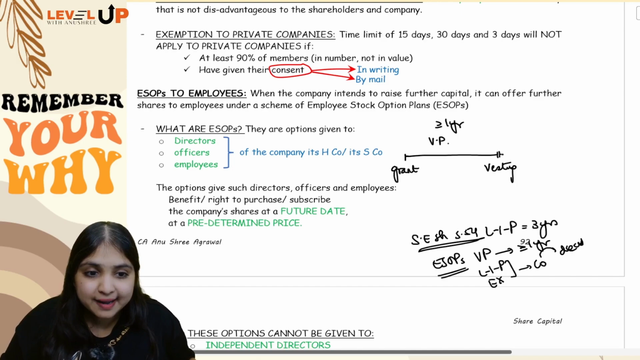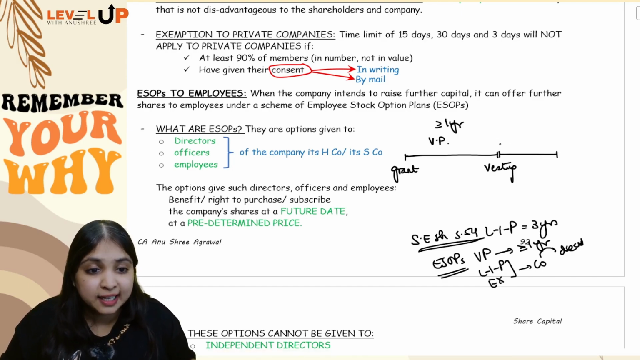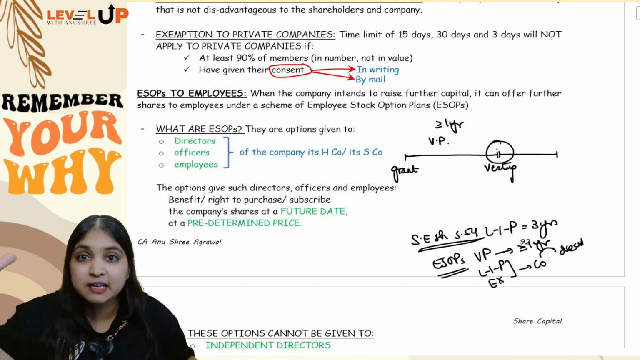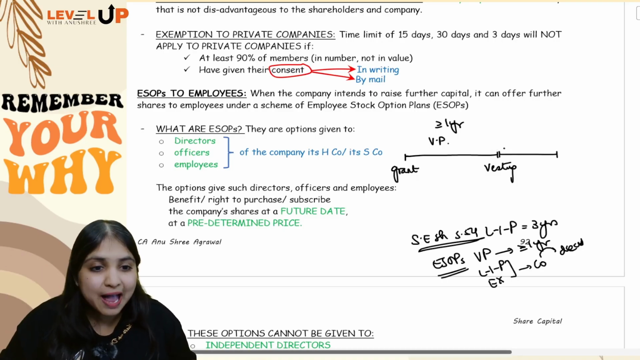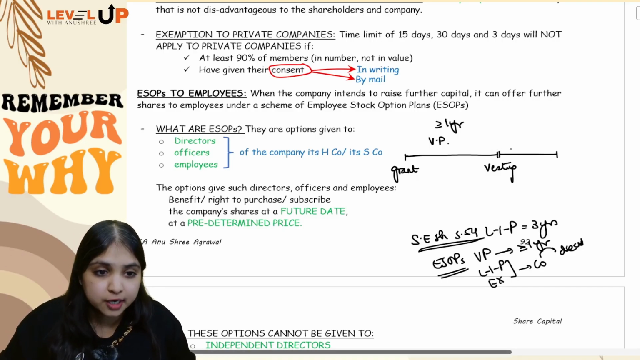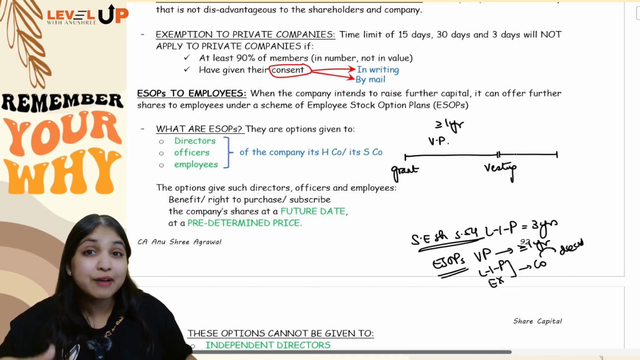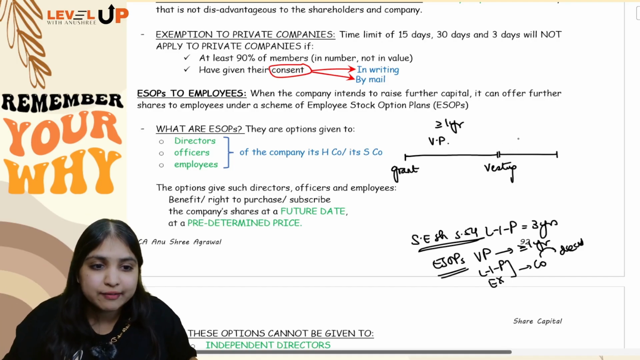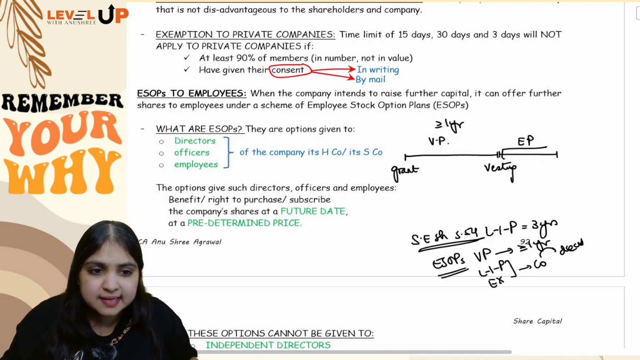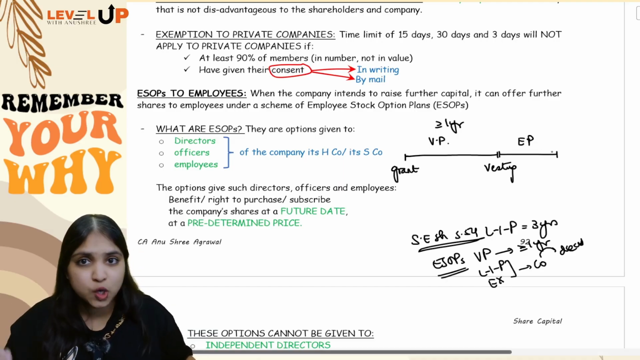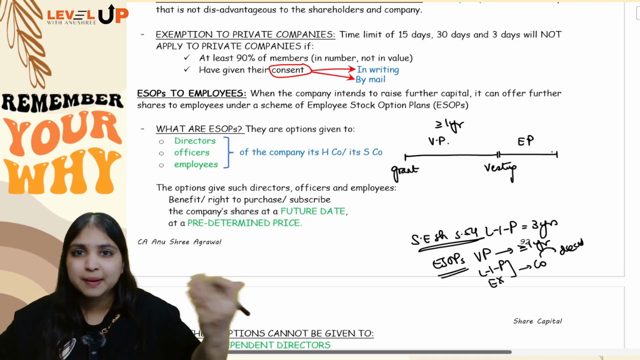But there will be an exercise period. It's not necessary that exactly on this date itself, you have to exercise. No, you will have an exercise period. Once a vesting period is over, then the options will vest in you. Once the options vest in you, you have the right to exercise the option now. So there will be an exercise period. In this exercise period, on any day you can exercise the option. Exercise the option means you will pay money and you will get shares.